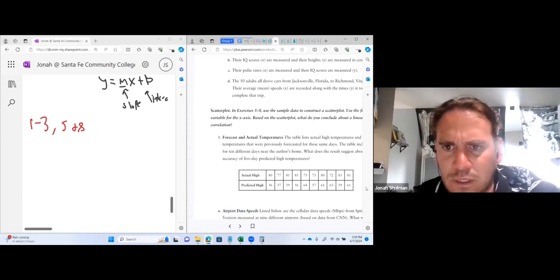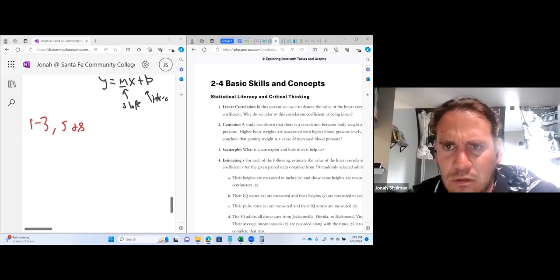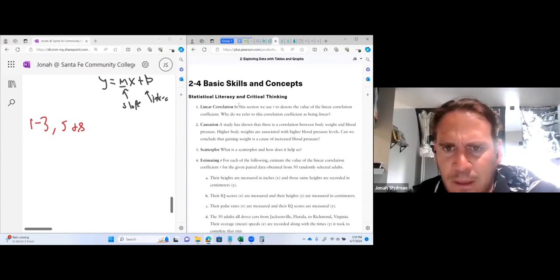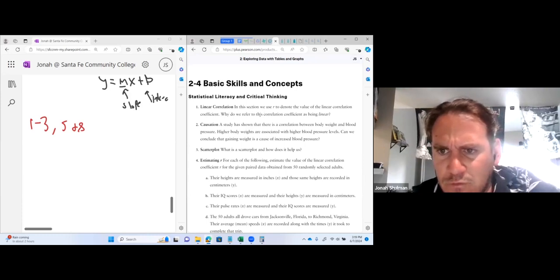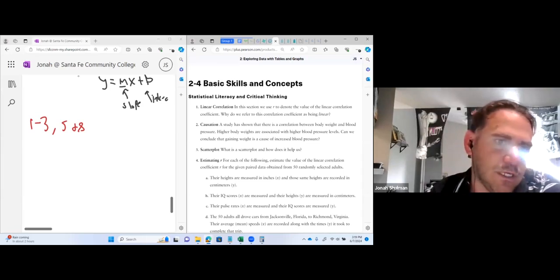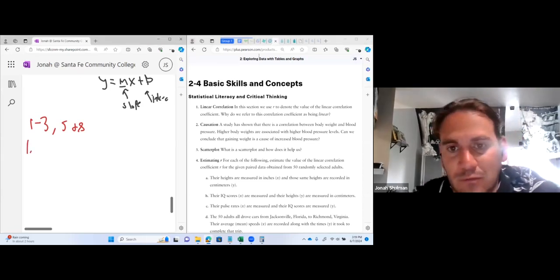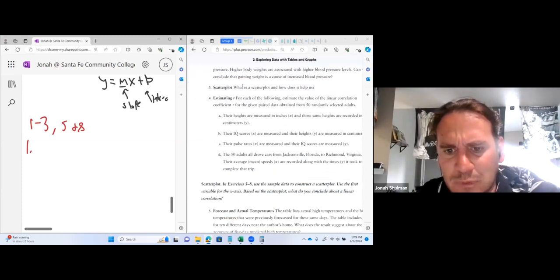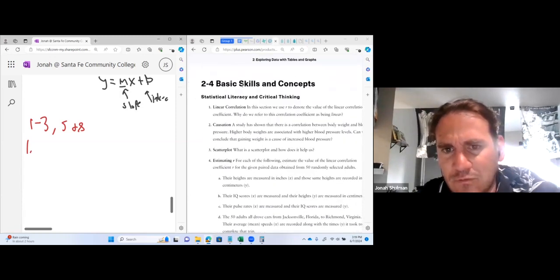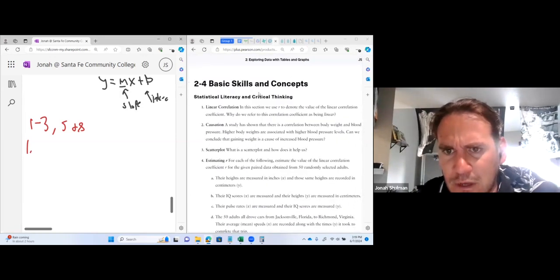All right, so here we go. 2.4. In this section, we use R to denote the value of a linear correlation coefficient. Why do we refer to the correlation coefficient as being linear? I think probably the best thing to think about for number one is that we are creating a straight line, right? This is like a straight line that we are actually building, and we want to figure out the line of best fit for that.